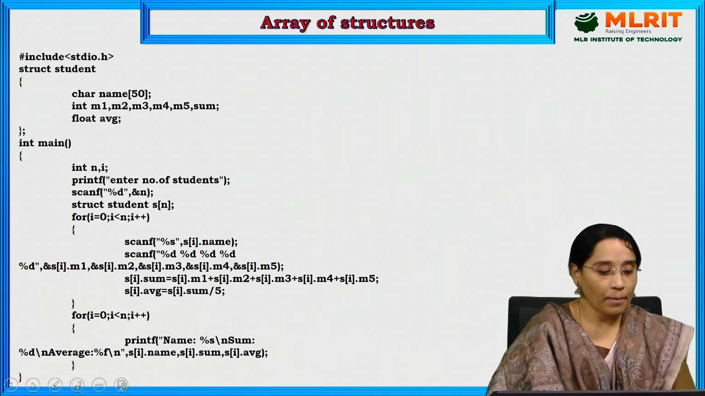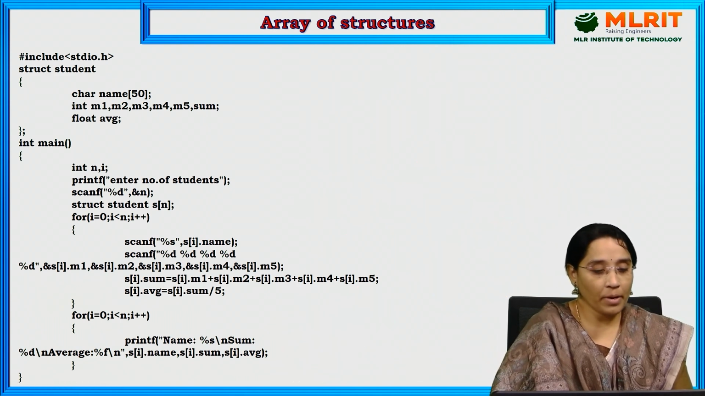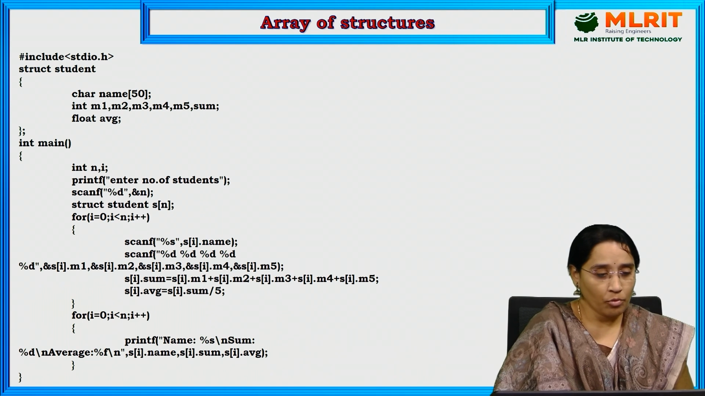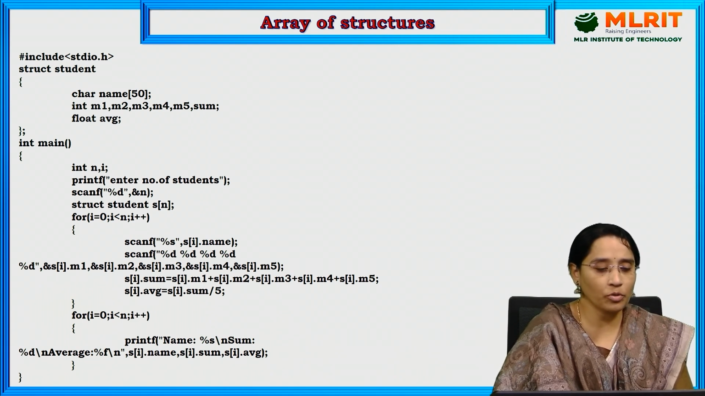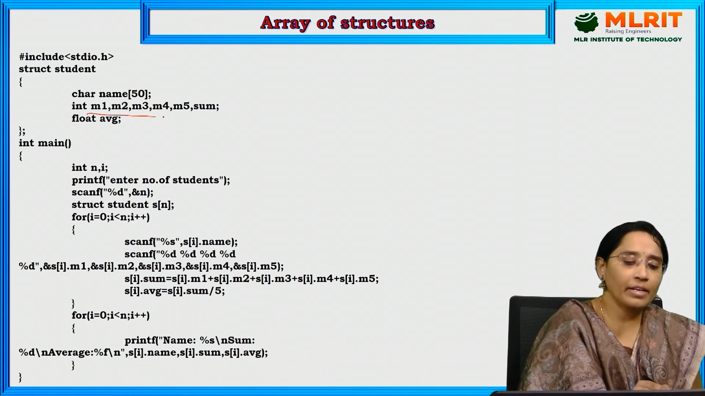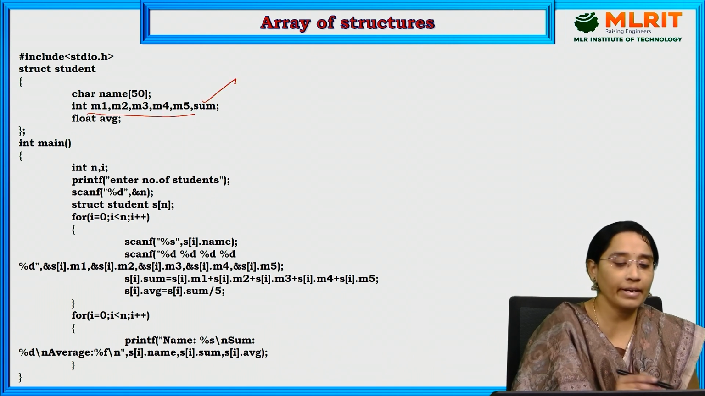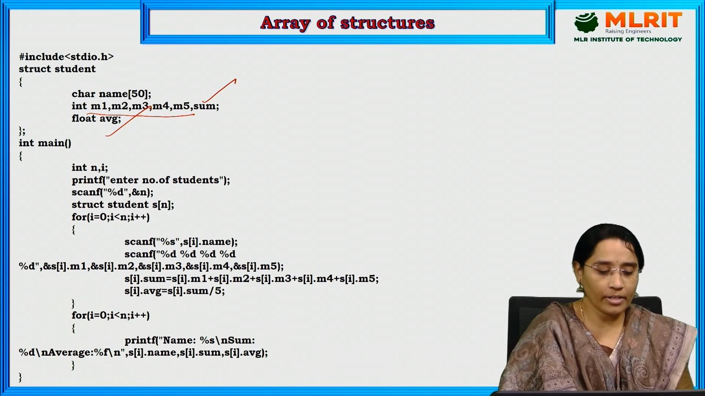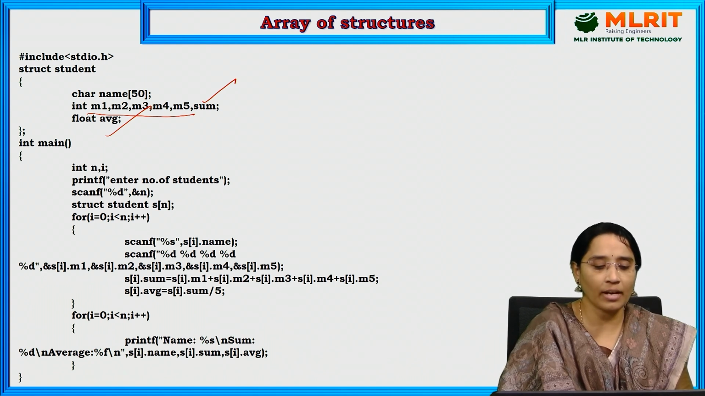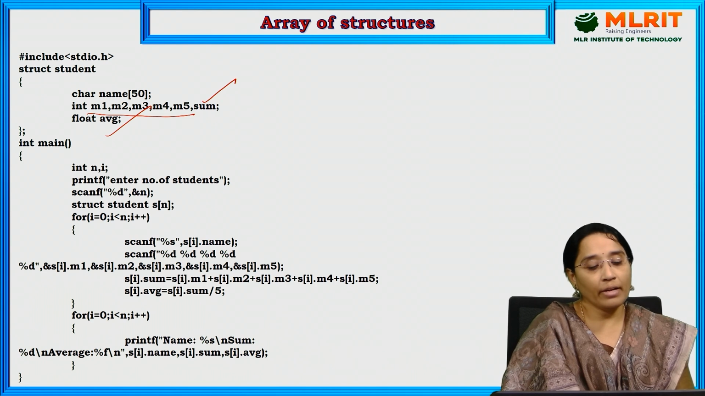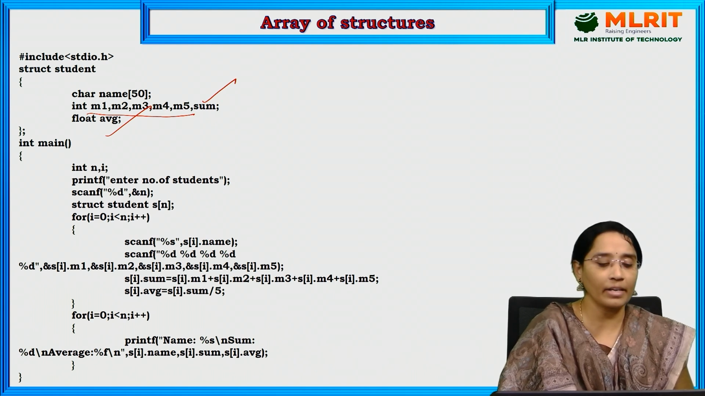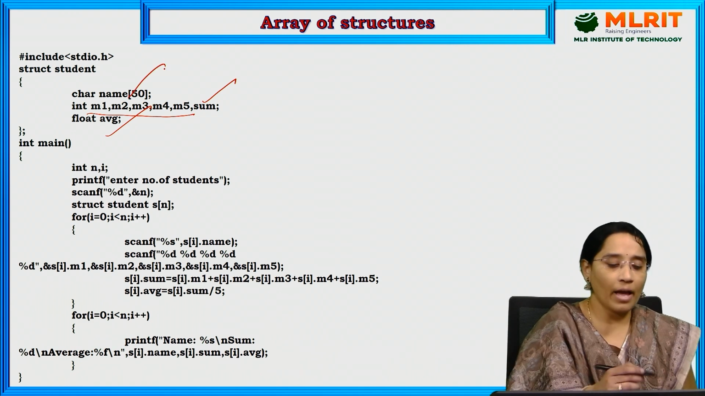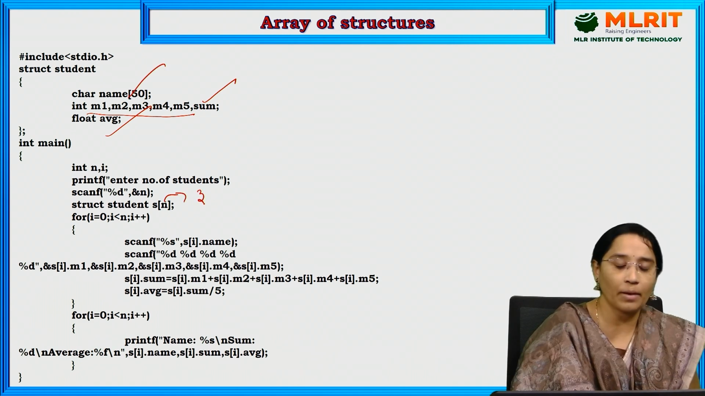So this is the sample program to calculate the sum and average of the students. Here struct student has char name of 50 and int m1, m2, m3. I have taken here 5 subjects marks, and we are calculating the sum and average of those students. So int n, I enter the number of students. How many students data do I want to enter? Let's suppose 3 students or 2 students only. At runtime I can enter anything, even though the size is fixed.